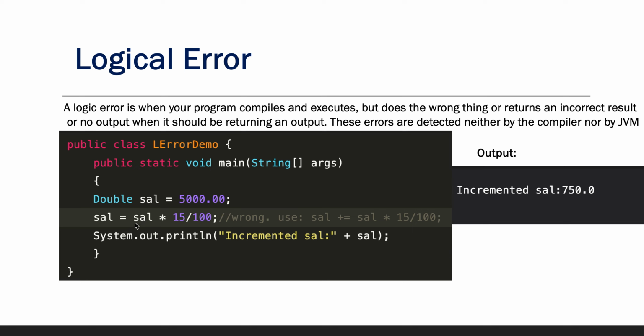Since we have written the logic something like this, it is giving this output, but this is not actually the incremented salary. Instead of that, if we use something like salary plus equal to salary multiplied by 15 divided by 100, then we could have gotten the proper output. So these kinds of errors cannot be detected at compile time or at runtime. This error is called a logical error. Okay, so these are the errors and types of errors.